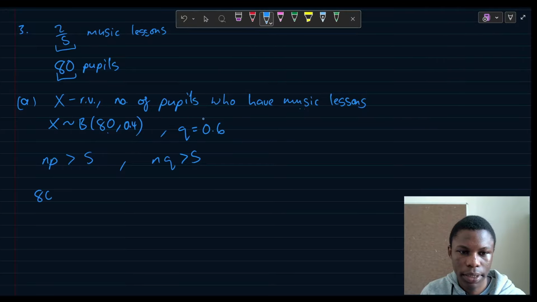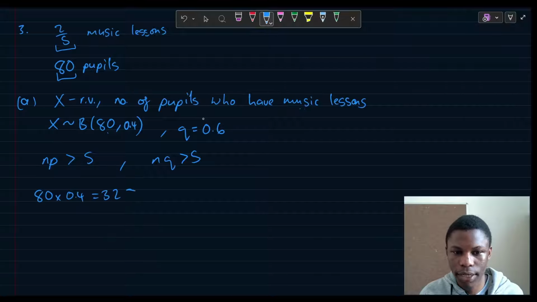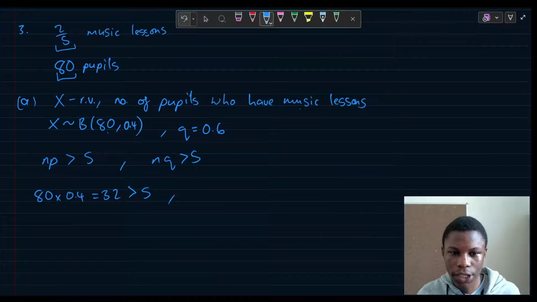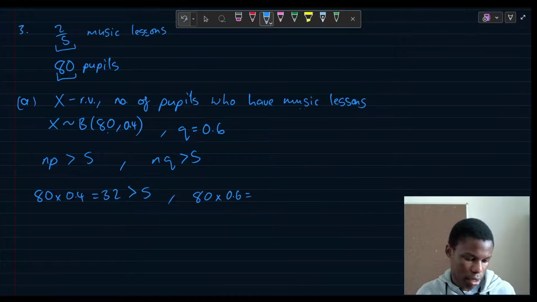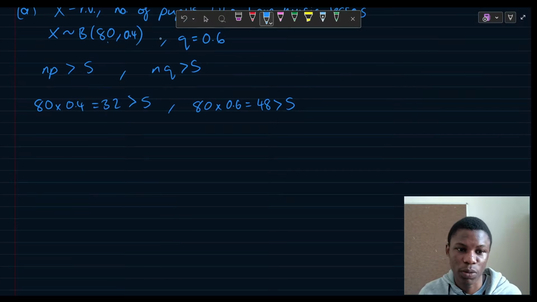So np is 80 times 0.4. And what is 80 times 0.4? 32, which is greater than 5. And then nq, so that's 80 times 0.6. That's 48, which is also greater than 5. So therefore, we can use a normal approximation. So use normal approximation to the binomial distribution.